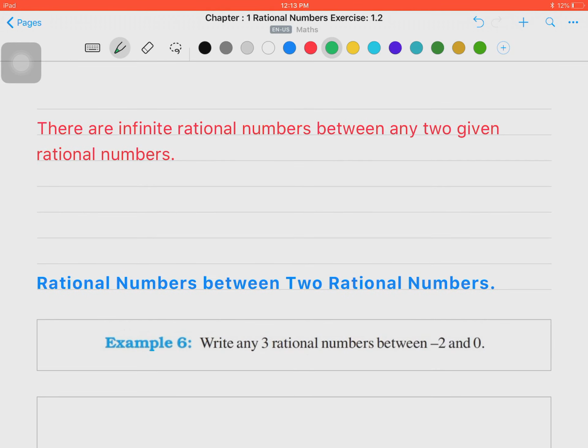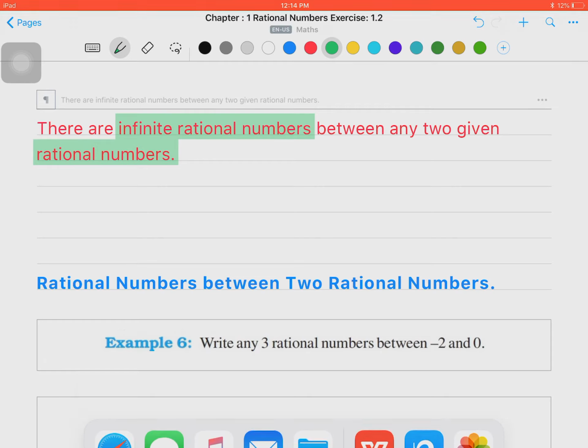From here we conclude that there are infinite rational numbers between any two given rational numbers. That is, between any two given rational numbers we have infinite rational numbers.